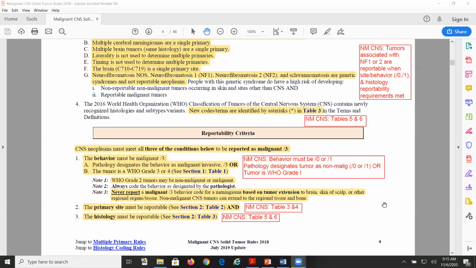by the pathologist. Never report a malignant/3 behavior code for a meningioma based on tumor extension to brain, skin of scalp, or other regional organs. Non-malignant CNS tumors can extend to the regional tissue and bone. The primary site must be reportable and the histology must be reportable, and we have tables for those that you will see shortly.